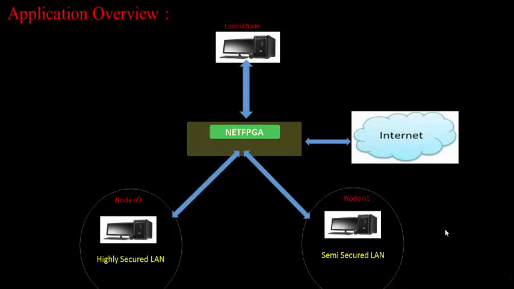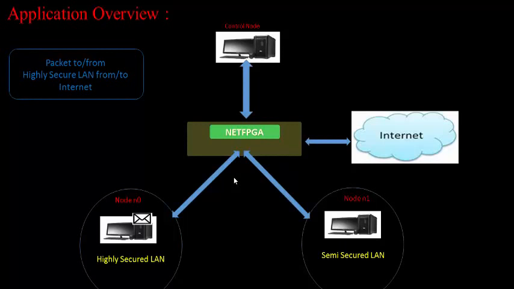Once the RSA authentication is done, it means that all the nodes which are supposed to be secure have been authenticated inside the network, and they'll all be entertained within the network. So here let's see how we are going to handle the packets from the private network to the internet and from the internet to the private network. Again, within the private network, how are you going to handle the packets between the highly secure network and the semi-secure LAN, or the semi-secure LAN and the highly secure LAN.